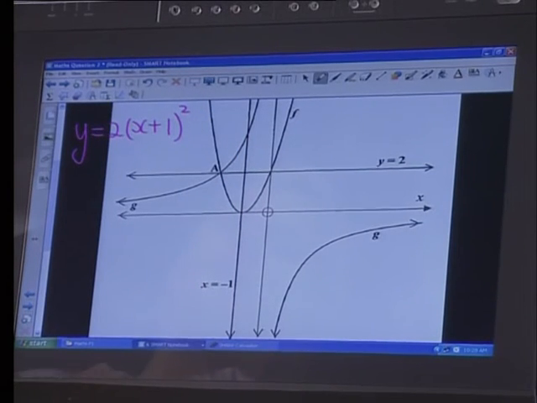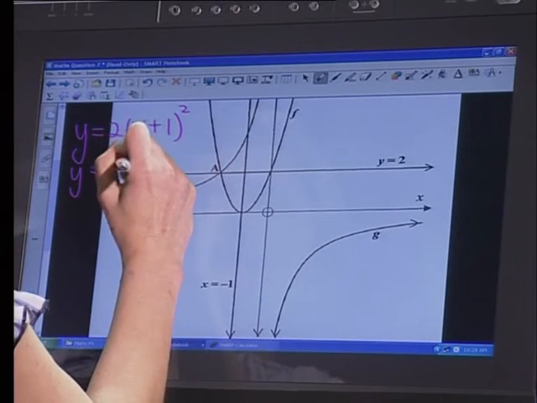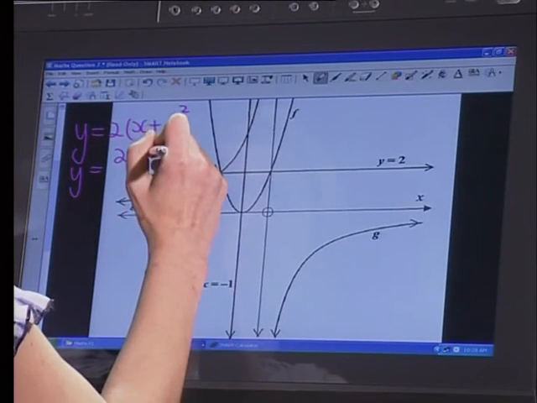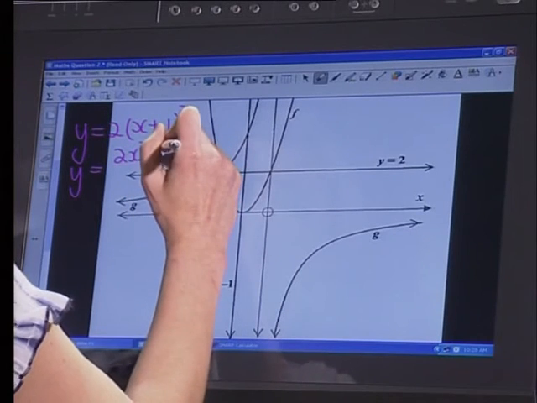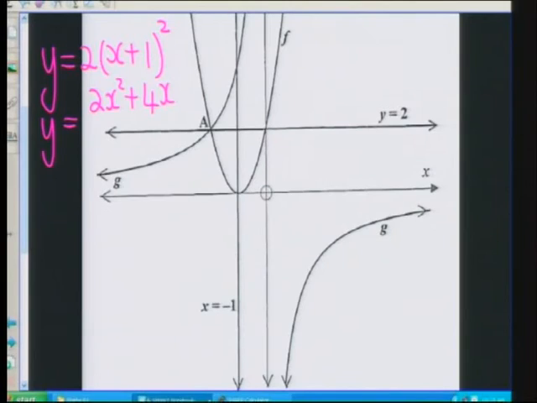Right. Now, what I'm going to do is I'm just quickly going to multiply this out. I'm going to get 2x² + 4x + 2. Okay, 2x² + 4x + 2.